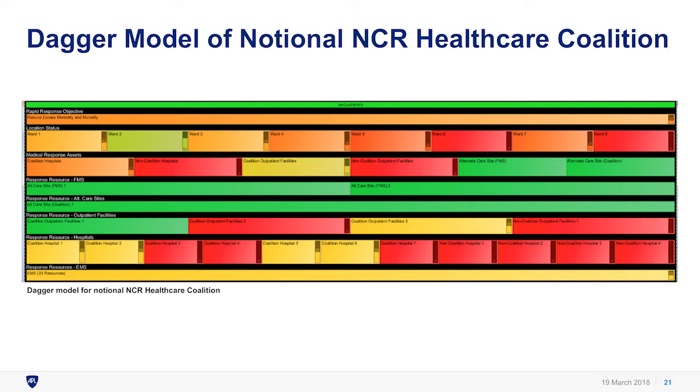The colorations represent status in the sense that green means a particular asset is operating under its capacity. Yellow means it's going into its surge capacity. Red means it's beyond its surge capacity. It cannot manage the demand that's placed on it.